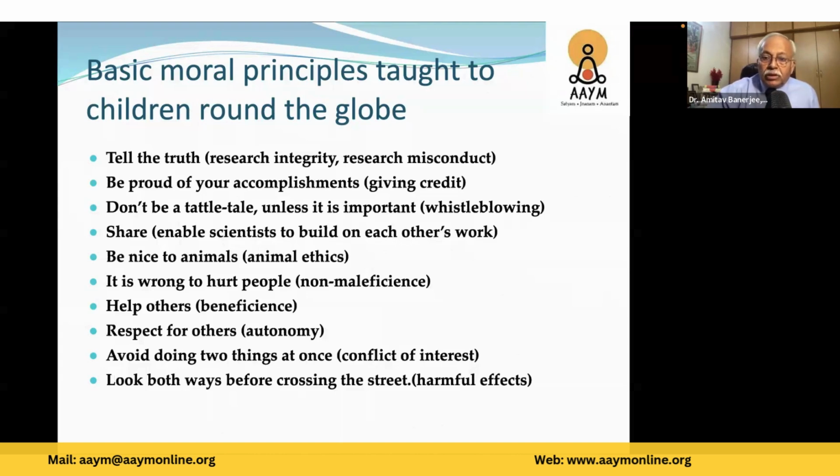This can be a situation where you may land in individual conflict or conflict with others. Don't be a tattletale unless it is important. That is whistleblowing. This can give rise to dilemmas, because as children we are taught that we should not tell tales, we should not gossip about anyone. But this can be a source of conflict in research ethics also, in your professional ethics also.